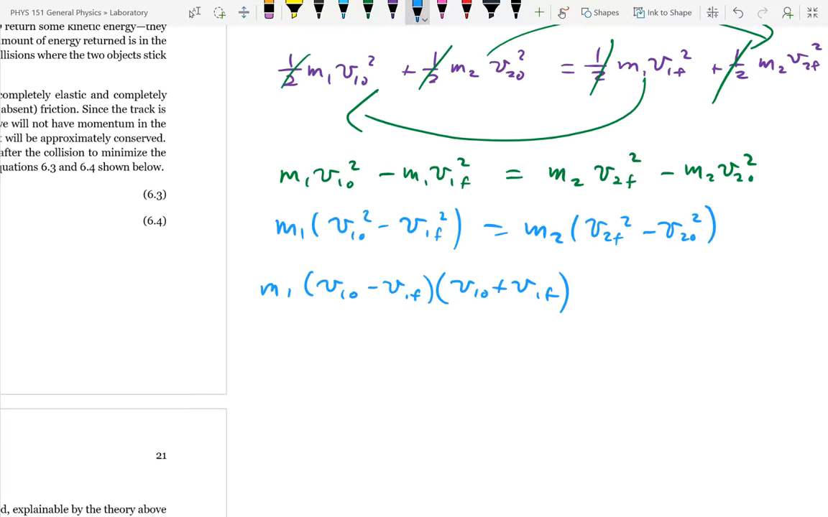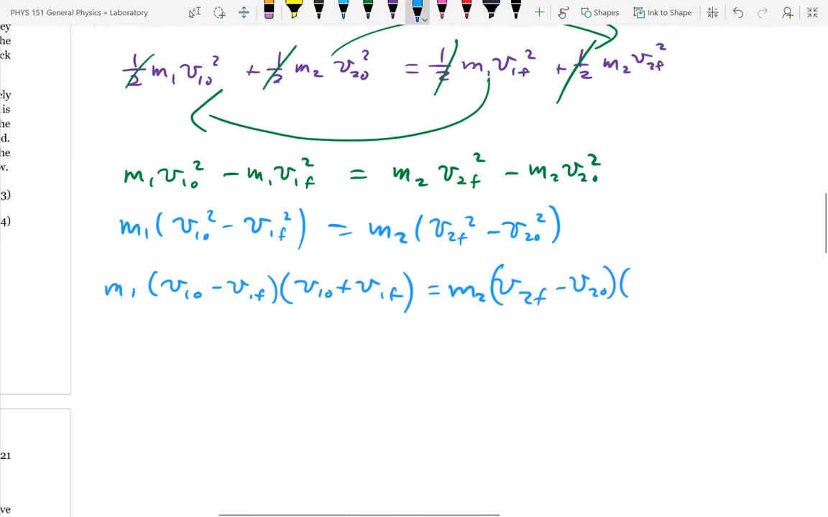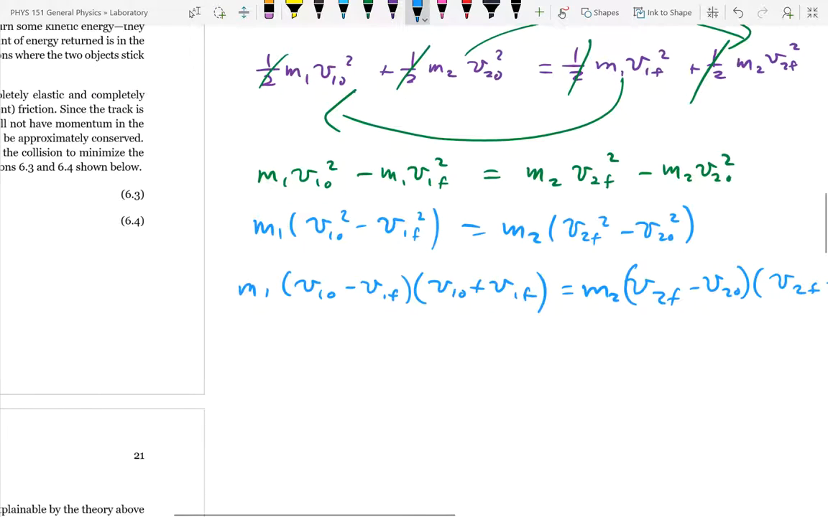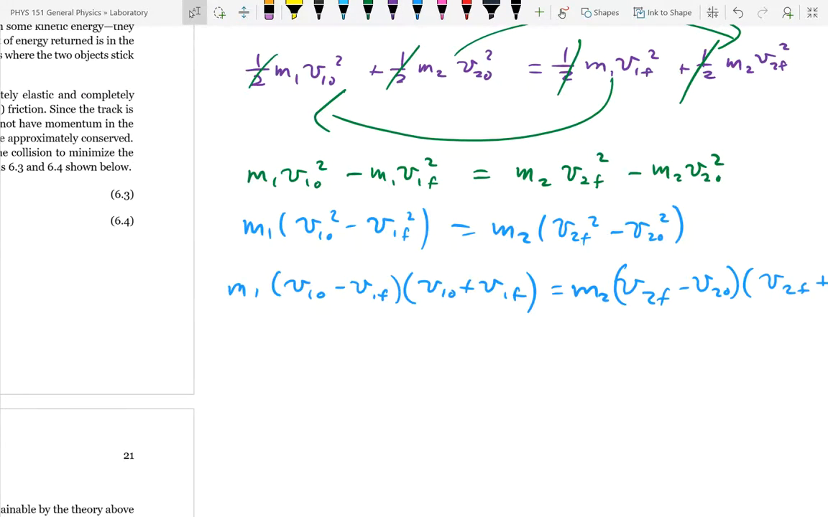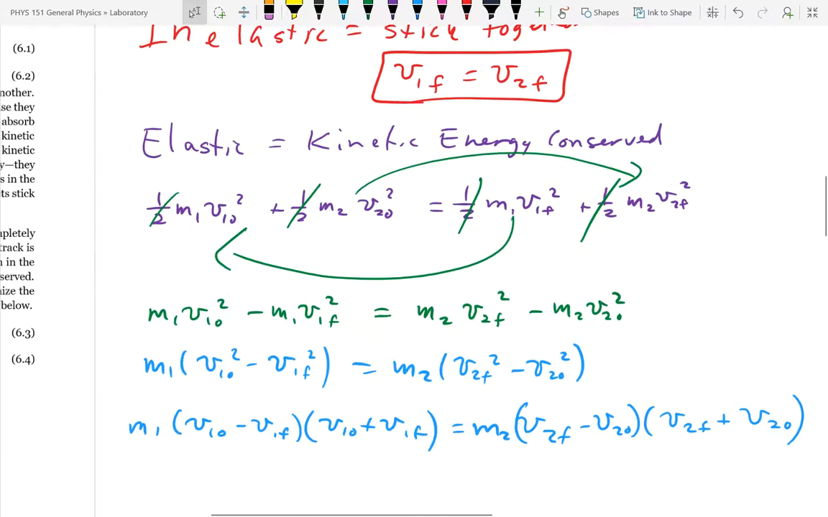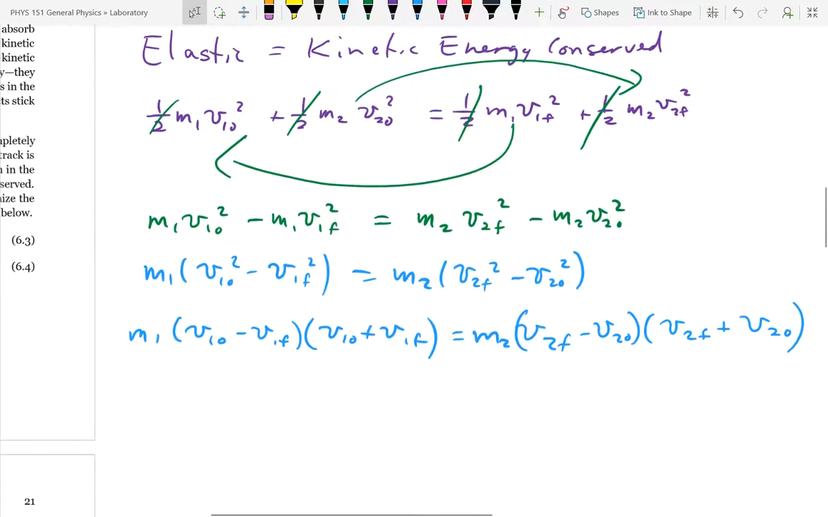V1 initial squared minus V1 final squared is the same as V1 initial minus V1 final times V1 initial plus V1 final. With the minus and the plus, the cross terms add up to 0, and you're just left with the two squares. Do the same on the other side. And now we have an equation that looks like I've just made my life harder. But not really. Not really, because we still have our conservation of momentum.